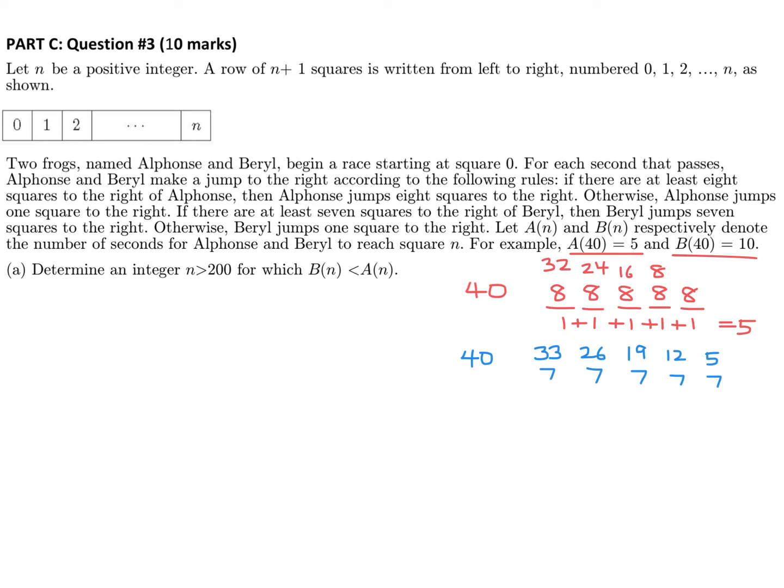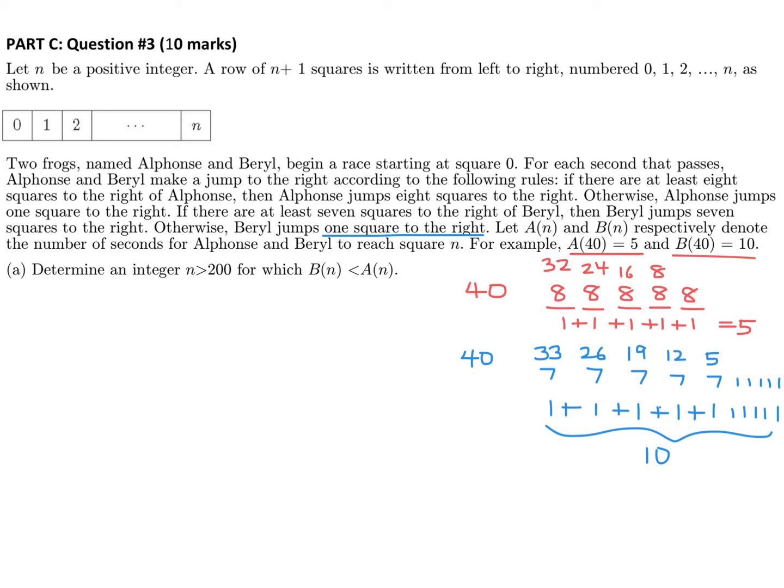So then she has to go one square at a time: 1, 1, 1, 1, 1. How many seconds did it take? Each jump took 1 second. So if you add all these up, you get 10 seconds. And that's why B40 is equal to 10. You probably figured this out already and didn't need me to walk you through it, but for those of you who are a bit confused about the opening stem, that's the explanation.